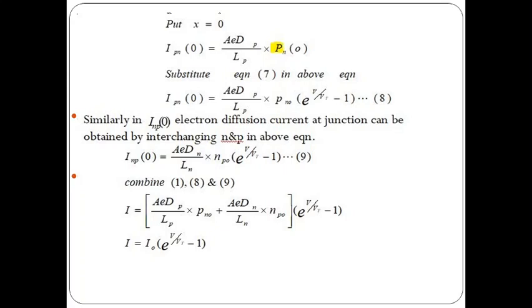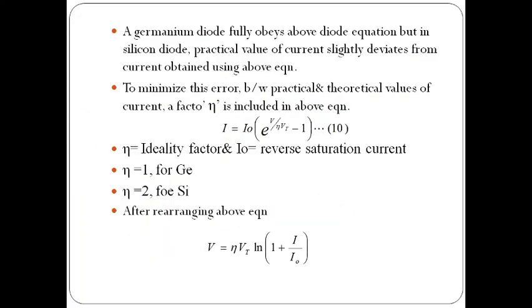Yes. But this equation, or this diode equation, is not fully satisfied by the silicon diode. Yes, this diode equation fully obeys only the germanium diode, but it is not obeyed by the silicon diode, because the practical value of current slightly deviates from the current obtained using the above diode equation.